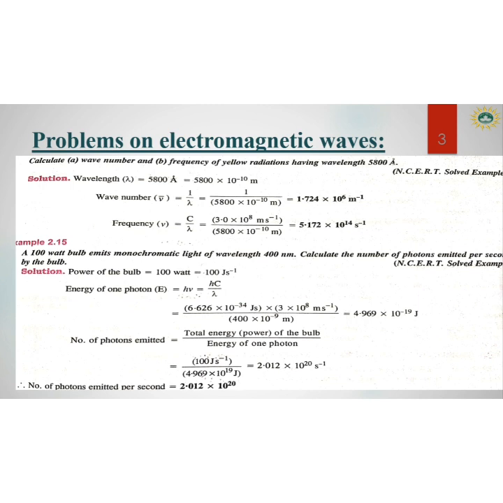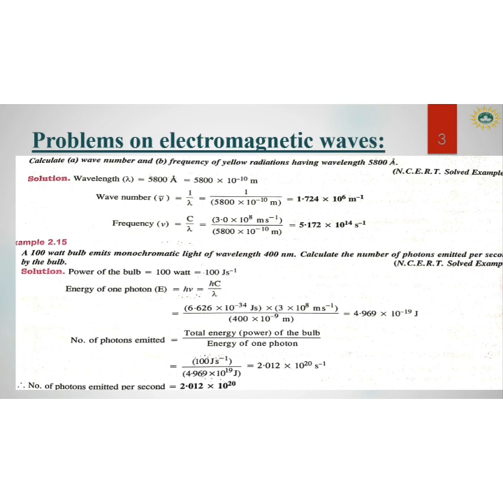Now the next question is: a 100-watt bulb emits monochromatic light of wavelength 400 nanometer. Calculate the number of photons emitted per second by the bulb. Now the power of the bulb is given, that is 100 watt. So power means what? It is energy per second. So its total energy will be 100 joule.